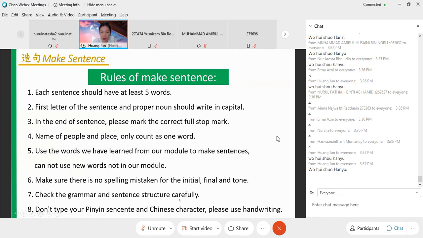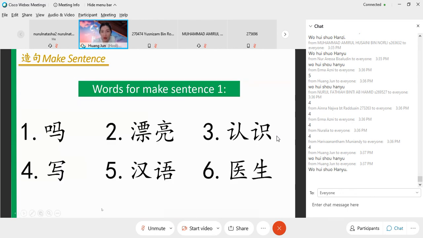Then check the grammar. So the last one is, don't type your sentence when you finish the homework by handwriting. We don't allow people to use printing. Okay, so don't type your sentence. You need to handwrite it. Then here, when you make the sentence, don't randomly choose any words you like. This is the word list for make sentence. If anyone writes the wrong words, you will score nothing.